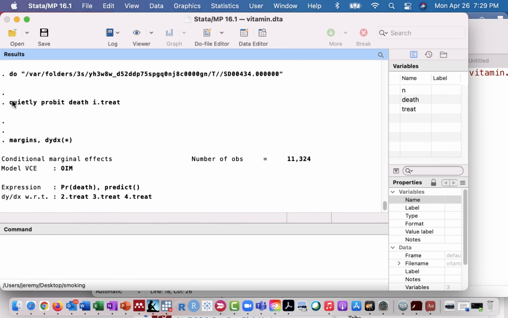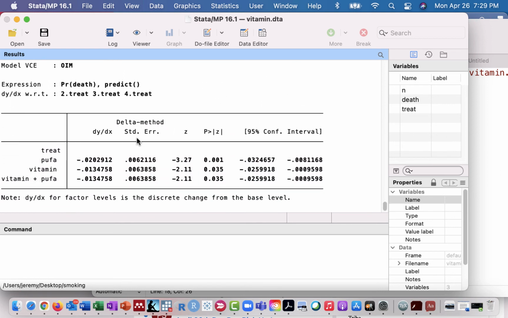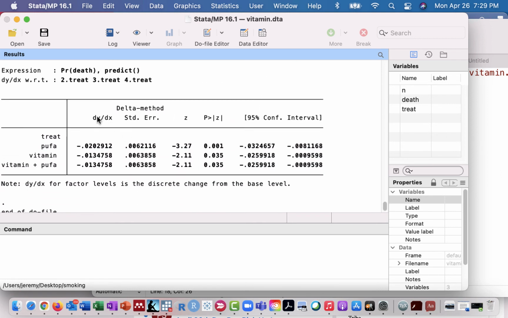So again, you fit the function, you could use Logit. The results would probably be a little different, but roughly similar. You should get roughly the same results with Probit and Logit. i.treat means it puts in each treatment separately. It's called a factor variable, or an I for indicator variable. So see how much they change.